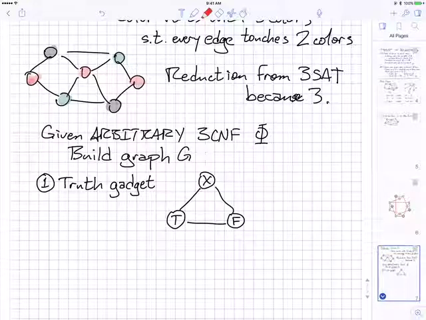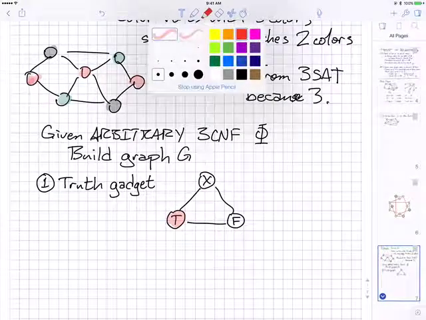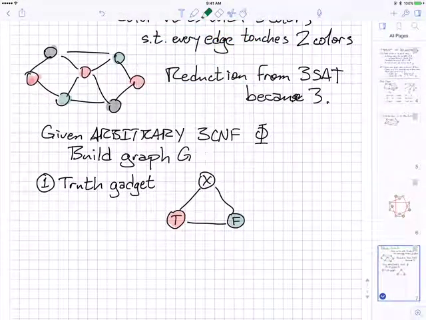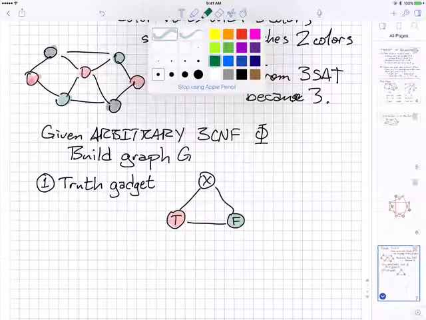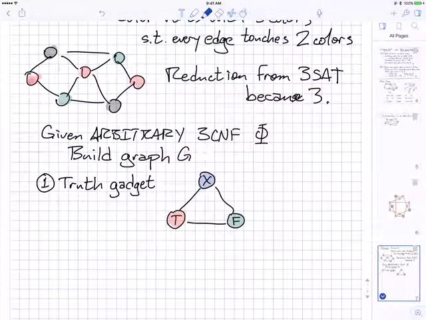Now one thing to notice is that if G is 3-colorable, then in any 3-coloring, these 3 vertices have different colors because they're all connected. So without loss of generality, I can name the 3 colors at this point. I'm going to name the 3 colors true, false, and other. Now, if you like, you can say, oh, well, I'm always going to color the true vertex red, I'm always going to color the F vertex green, and I'm always going to color the X vertex blue, and from now on I'm going to call it red, green, and blue.